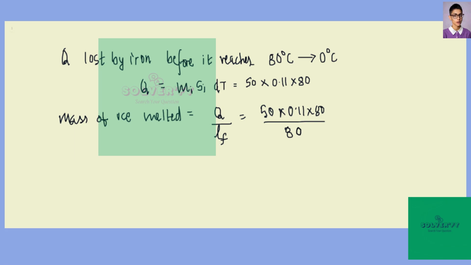That is the heat required to convert or change 1 gram of ice to water, right, at 0 degrees Celsius. So 80 cancels out here. This gives me 5.5 grams. Okay, so this shows that 5.5 grams of ice will melt.